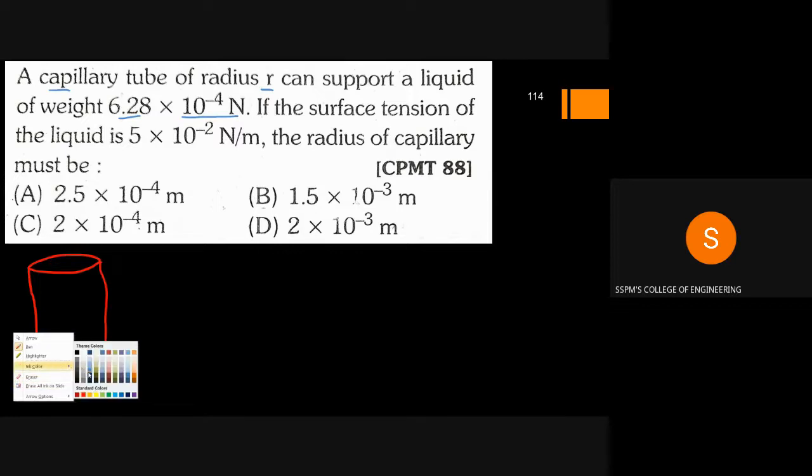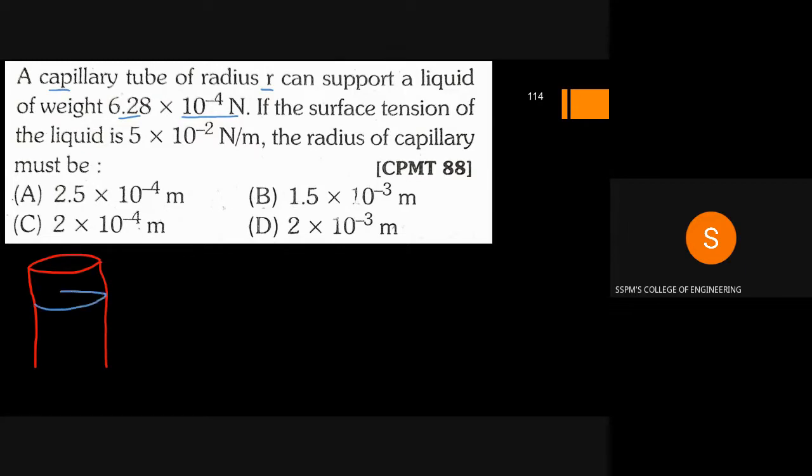So what is given? A capillary tube of radius r. This is the capillary tube. It supports a liquid of weight 6.28, so this is the liquid inside that capillary tube. And this total weight is equal to 6.28 × 10^-4 Newton.